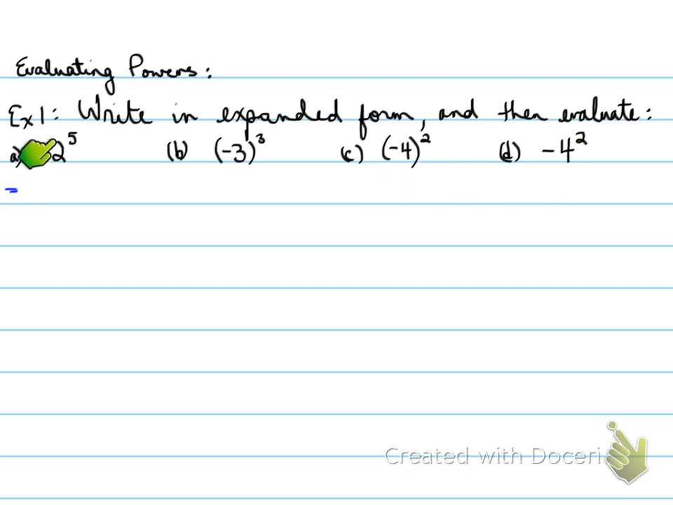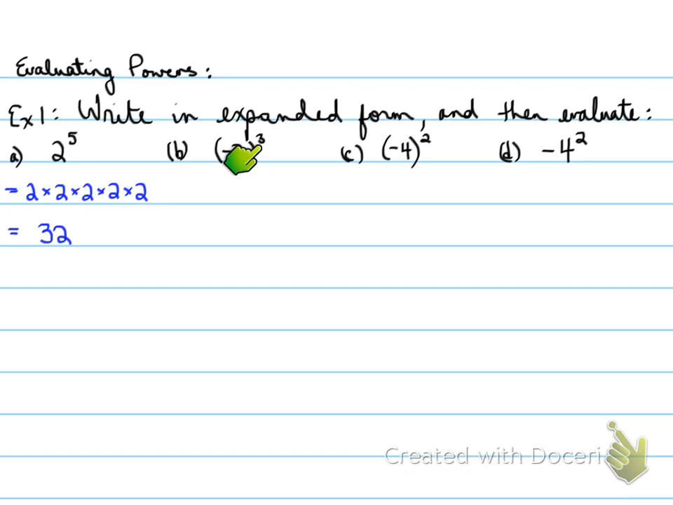So the first one, 2 to the power of 5. You have to write this in expanded form. In expanded form, that means we write 2 times 2 times 2 times 2 times 2. That is 2 written out 5 times because the exponent is 5. Now, what is 2 times 2 times 2 times 2 times 2? Expanded will be 32.